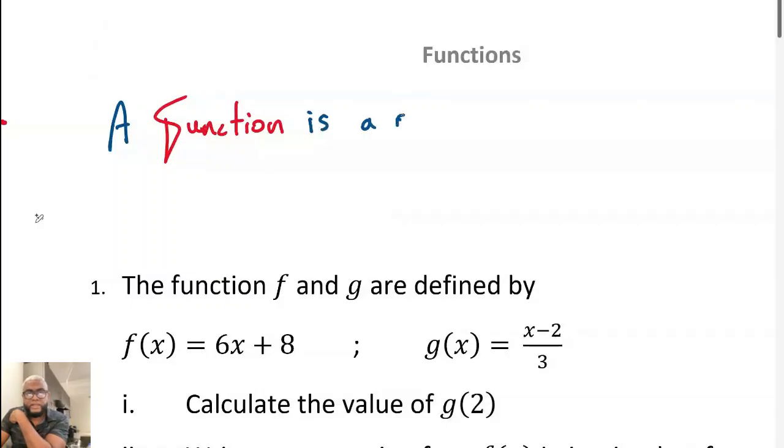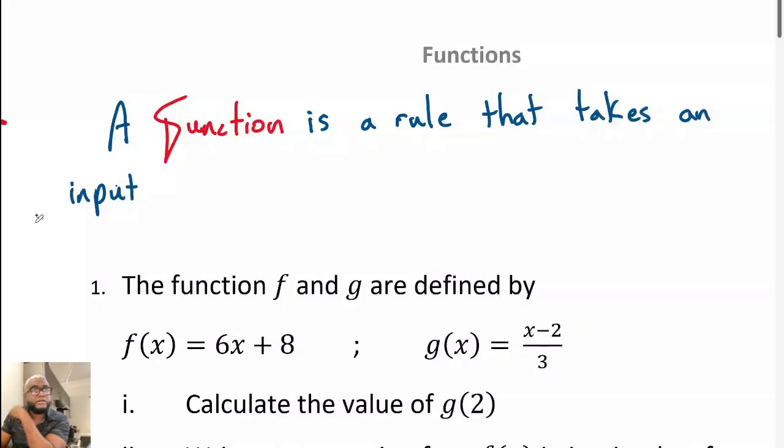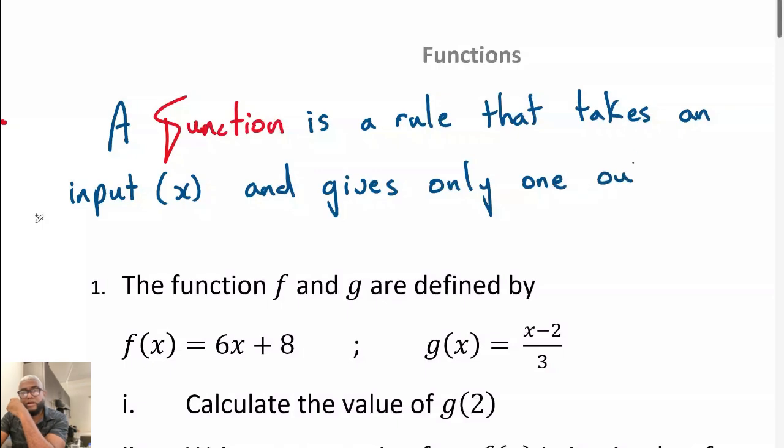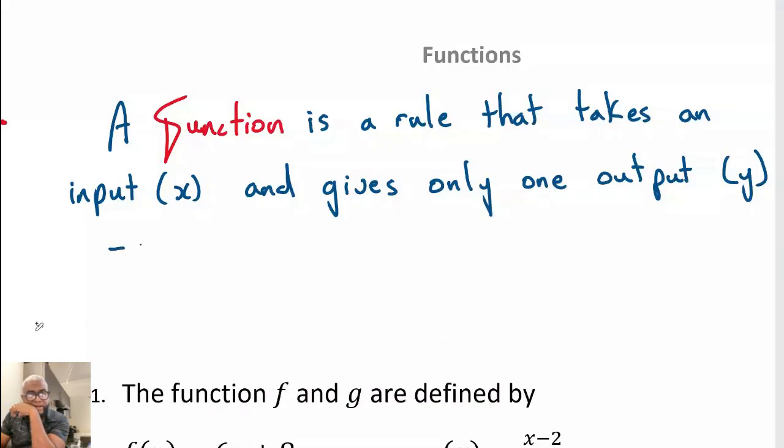A function is a rule that takes an input, you'll write x, and gives only one output, y. So basically, what I mean is that each x gives one y. All right.